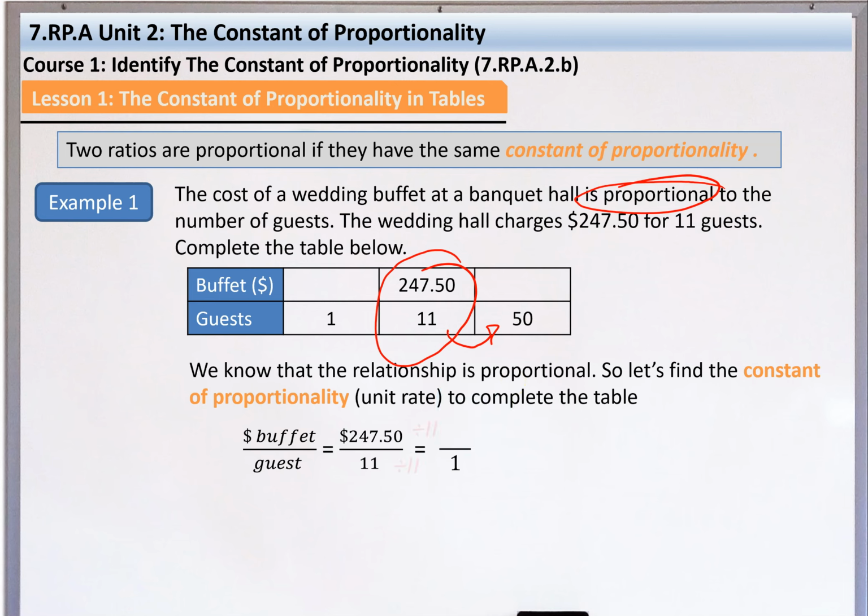All right, so how much for one? We're going to divide both numerator and denominator by 11. Simplify. Our unit rate is $22.50. So each guest to feed them costs $22.50. Now we're going to take that unit rate and figure out how much it costs to feed 50. So if we have 50 guests at our wedding, then we have to pay $1,125 for the buffet.